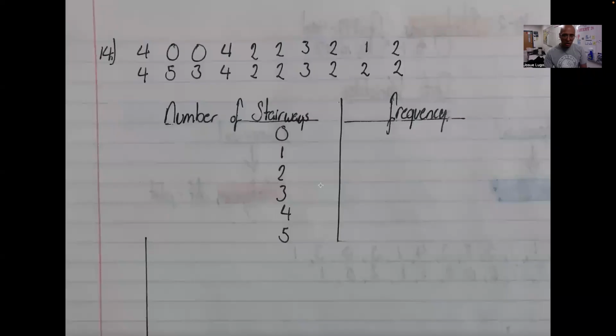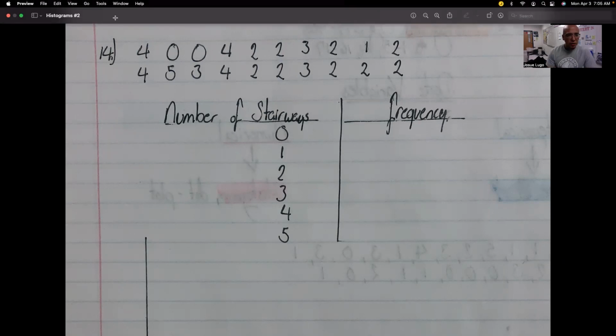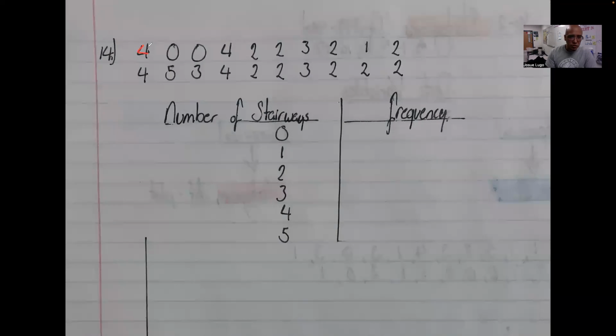Well, number one, it is numerical data. It is the number of stairways in these students' homes. So, for example, this student has 4 stairways in their home. This student has 0. This student has 0. This student has 4, etc. So, what am I doing? Am I measuring the number of stairways, or am I counting the number of stairways? It is a numerical variable, number of stairways, and we count the number of stairways. So it is a counting variable.